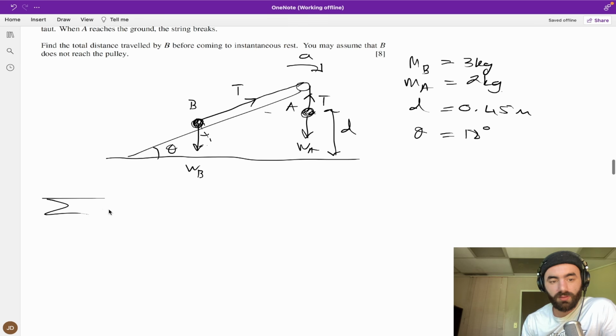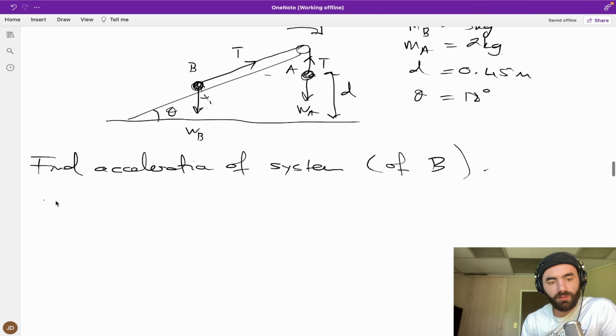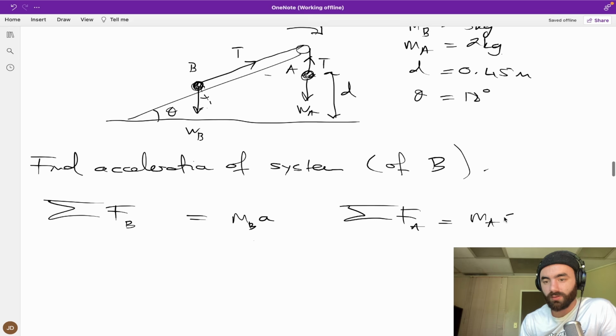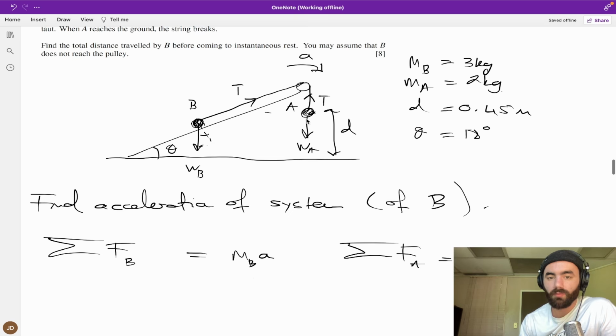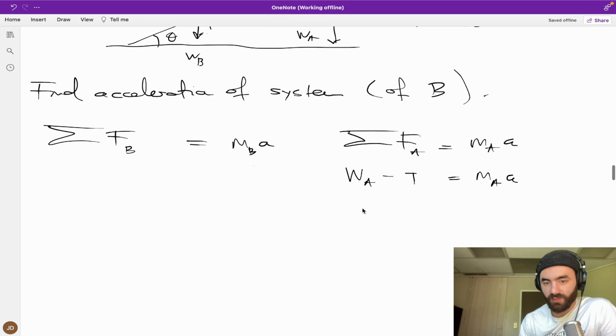Well, we do the sum of the forces about A. So we're going to find the acceleration of the system, which is, you know, of B. The sum of the forces about B is going to equal the mass of B times the acceleration. The sum of the forces about A is going to equal the mass of A times the acceleration. Forces about A: WA minus T equals MA times a.